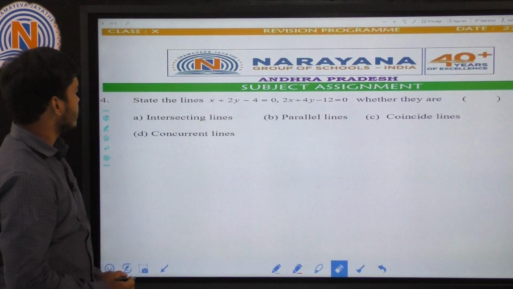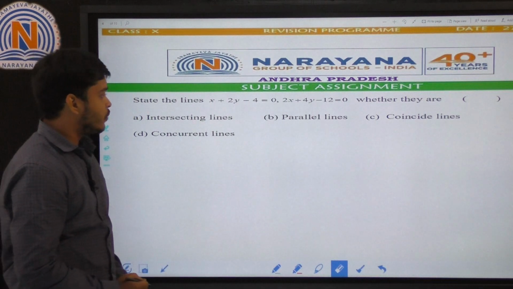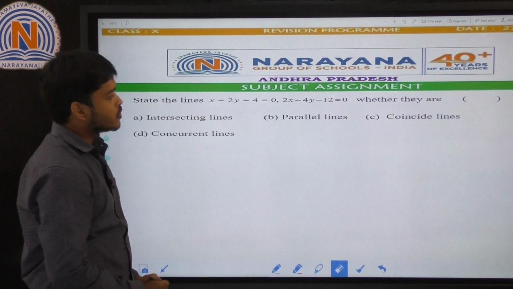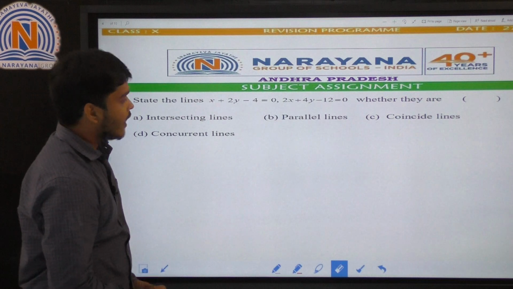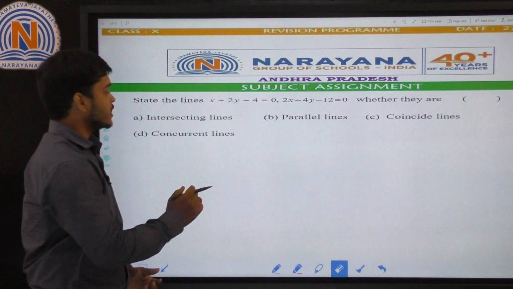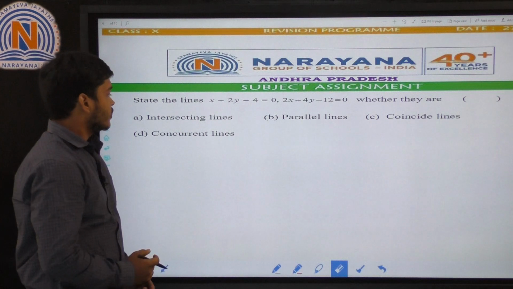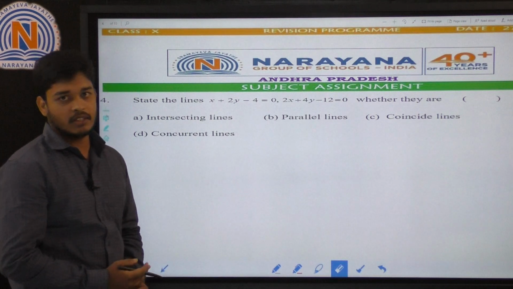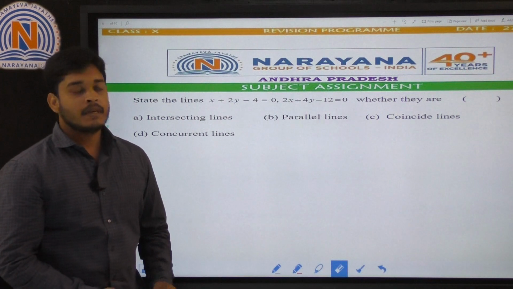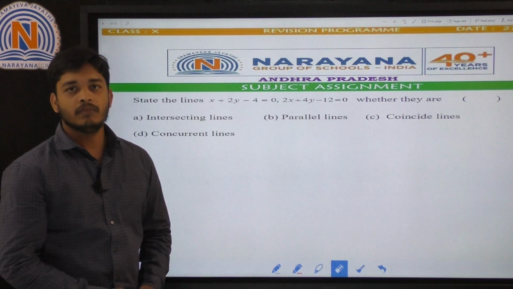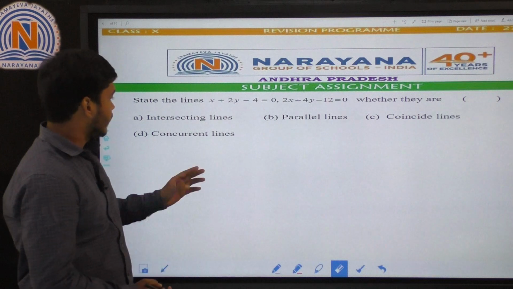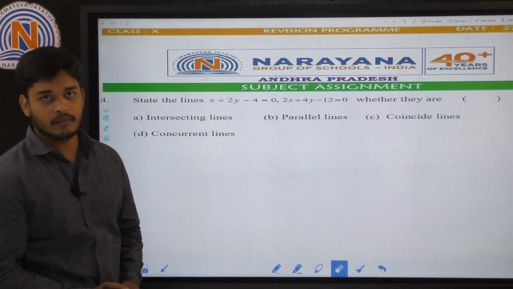Fourth question. State whether the lines x + 2y - 4 = 0 and 2x + 4y - 12 = 0 are intersecting lines, parallel lines, coincidental lines, or concurrent lines. What kind of lines are these two? We'll decide by using the ratio of coefficients. Those conditions we are applying. If the condition is satisfied, then we'll decide what kind of lines these two are.